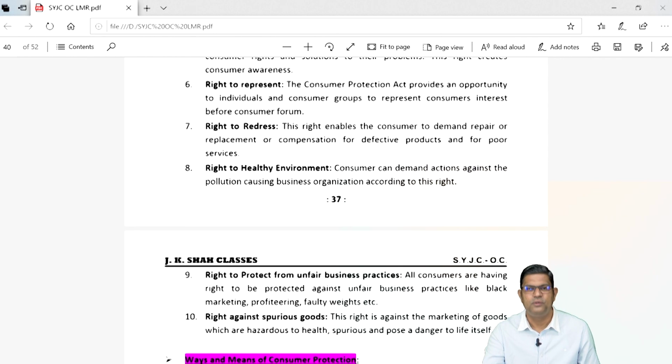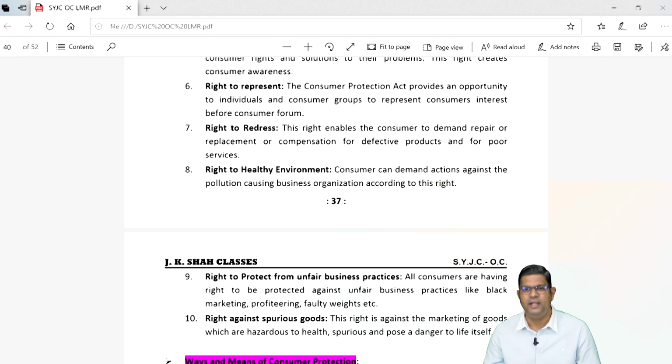Okay guys, moving to the second last point, and that is called the right to protect from unfair business practices. अब मैंने आपको बोला था that there are many business malpractices that are conducted by the businessmen for making profit, जैसे कि adulteration of food, मिलावट बोलते हैं. Okay, दूध में मिलावट, घी में मिलावट, ओके तो ये मिलावट नहीं होनी चाहिए.